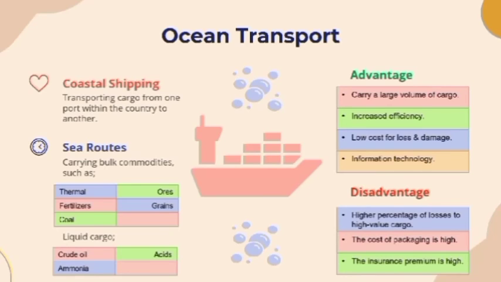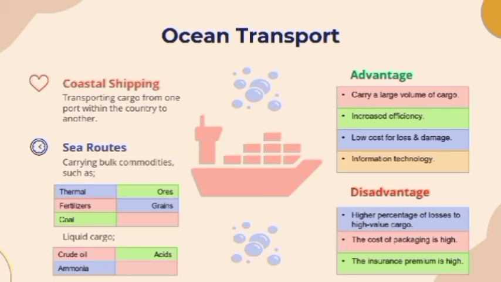Ocean transport. Over the centuries, sea routes have been used for transportation of cargo from one continent or country to another. Sea routes are used for carrying bulk commodities such as fertilizers, coal, oils, and grain. Meanwhile, liquid cargo such as crude oil, ammonia, and acids is also carried. The advantage is the ability of a ship to carry a very large volume of cargo. Technology has enabled big ships to travel faster than ever before.